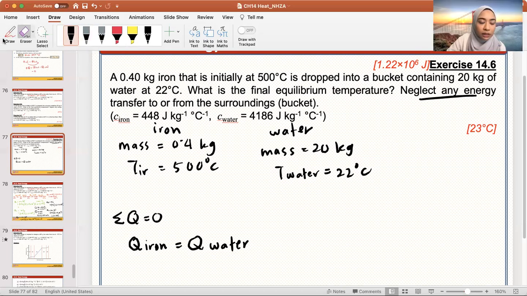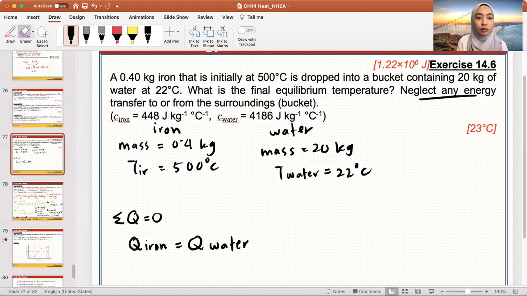Another thing that we need to take note of is they said neglect any energy transfer to or from the surrounding, which means that the substances are in an isolated system. All the energy released will be absorbed by the other guy. In this case, the guy is the water because the water's temperature is lower, which means that the water will be absorbing the heat from the iron. So tu ikut common sense.